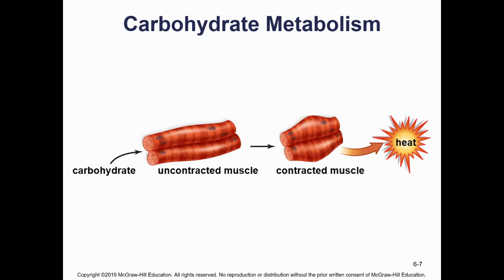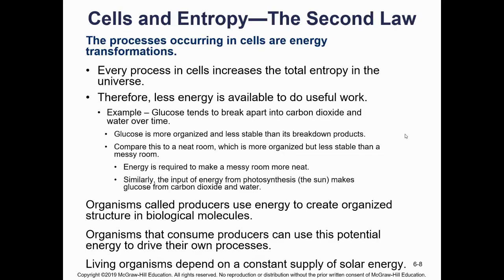When we eat food, we eat carbohydrates. This is our potential energy, lots of energy stored in those carbon-hydrogen bonds in carbohydrates. We use it to do some work, like move, which contracts a muscle. And as you all know, if you've ever worked out really hard, the harder you work out, the more work you do, the hotter you get. You generate heat, you release heat from doing work.